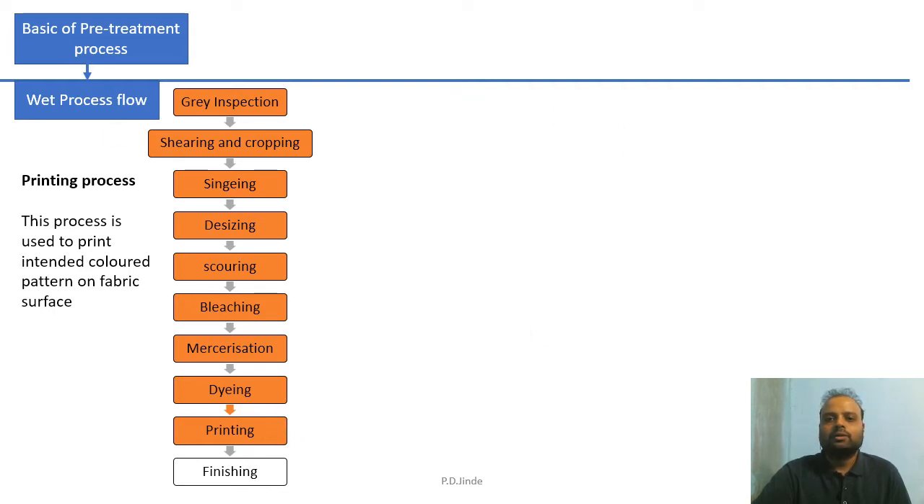So this process, that is the printing process, is used to print the intended color pattern or motifs onto the fabric surface. Various methods are used to print the fabric in the industry. So let's see two videos. The first video is all about how roller printing takes place, whereas the second video shows the flat bed printing method. So start with the first one.